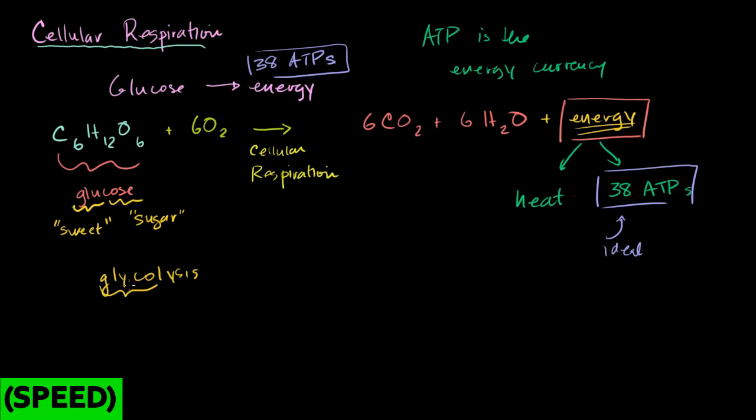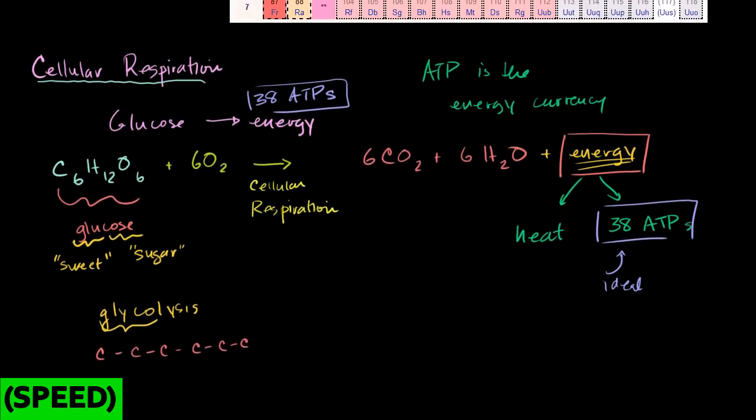But the first step of cellular respiration is glycolysis, breaking up of glucose. So what it does is it breaks up the glucose from a 6 carbon molecule. So it literally takes it from a 6 carbon molecule. Let me draw it like this. A 6 carbon molecule that looks like this. And it's actually a cycle. Let me show you what glucose actually looks like.